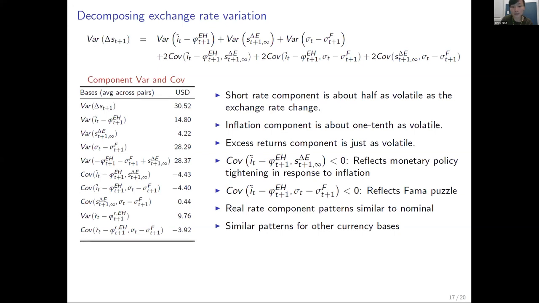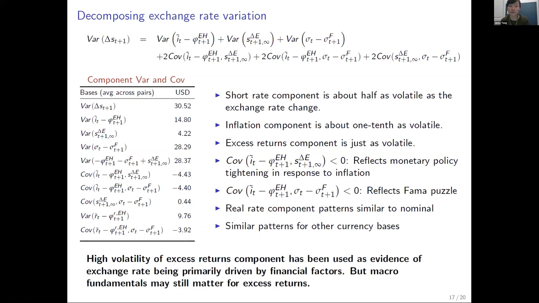The main thing to note here is that a lot of the previous literature has pointed to the high volatility of the excess returns component as evidence of the exchange rate being primarily driven by financial factors, because people have tended to think of this component as mainly being driven by financial shocks. However, what we want to point out is that macro fundamentals may still matter for these excess returns. And so we're going to use our previous exercise to examine how macro news affects each of these subcomponents of exchange rate changes.